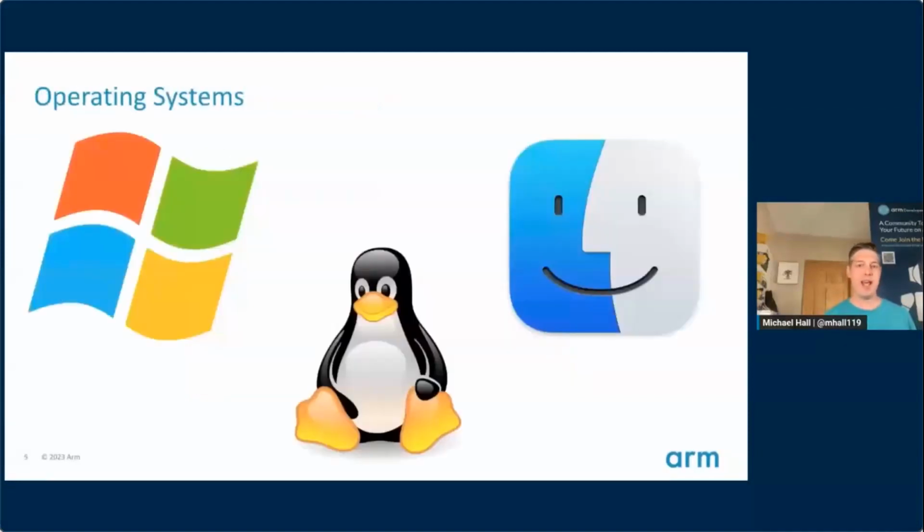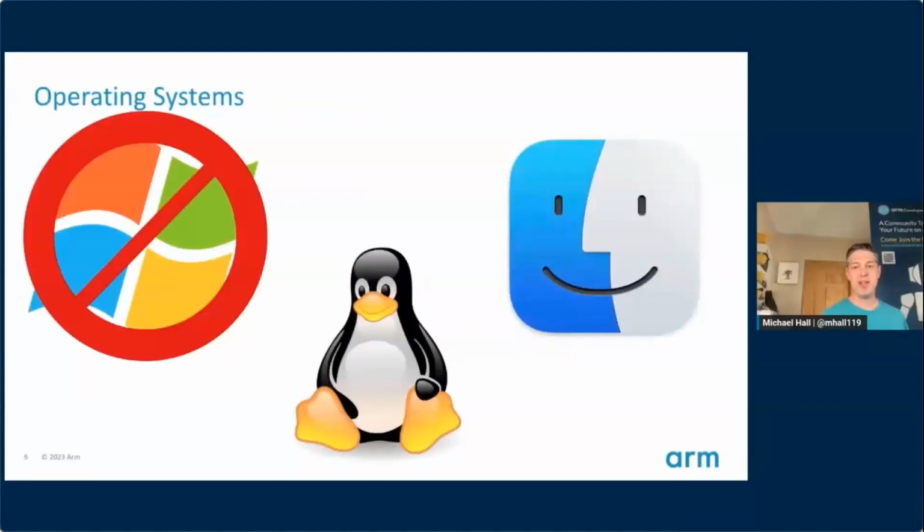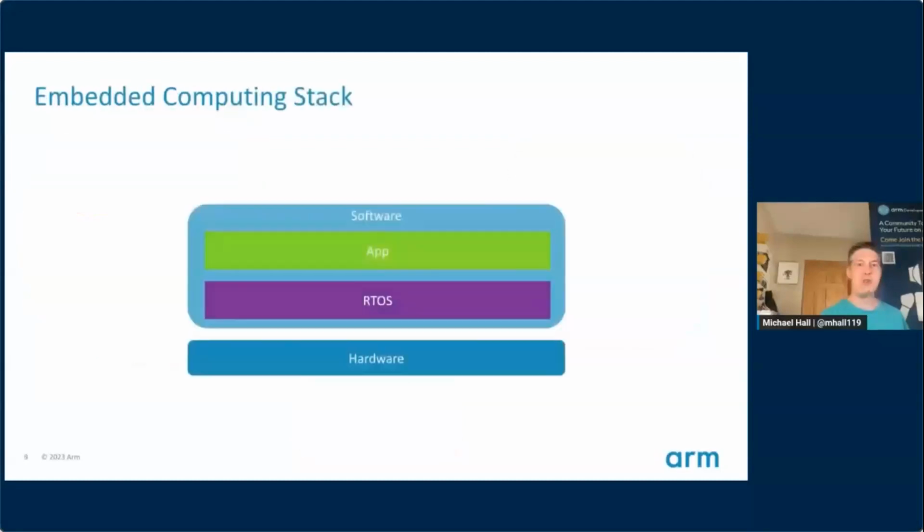But with embedded, you don't have that operating system. That means you have no Windows, you have no macOS, you don't even have Linux available to you. What you do have in the embedded world is an RTOS, a real-time operating system, and that kind of combines the operating system and the firmware side of things.